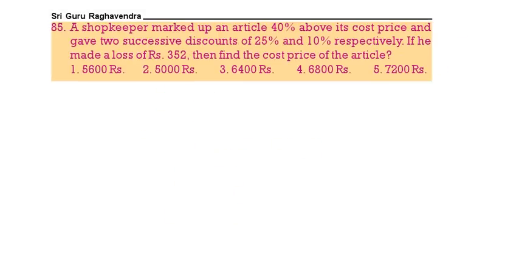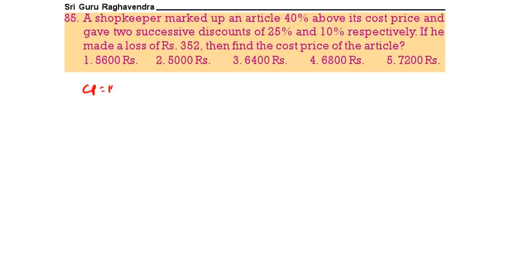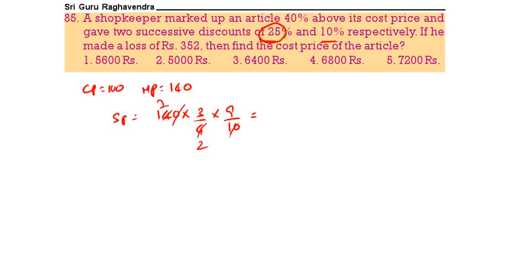A shopkeeper mark up the article 40% above the cost price and give two successive discounts of 25% and 10% respectively. If he make a loss of 352, find the cost price. So cost price you take 100, mark price 40% above 140. Now selling price is equal to, first discount is 25%, so 3 by 4. Next discount 10%, so 9 by 10. If you do this calculation, 0 0 cancel, 0 0 cancel, then 2 7, 189 by 2, that is 94.5. Cost price 100, selling price 94.5.